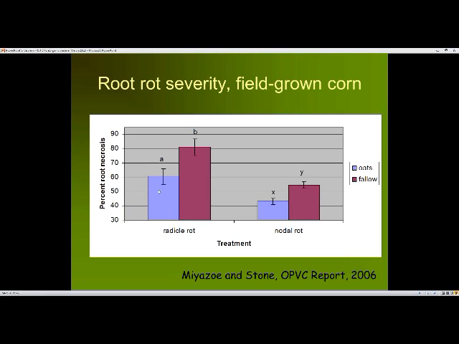The oats are this sort of purplish blue bar, and the fallow is this maroon bar. And here you see percent root necrosis on this axis. And basically, both on the radicle, which is the first root that comes out of the seed, as well as on the entire root system at harvest, oats suppressed root rot compared to the fallow control.